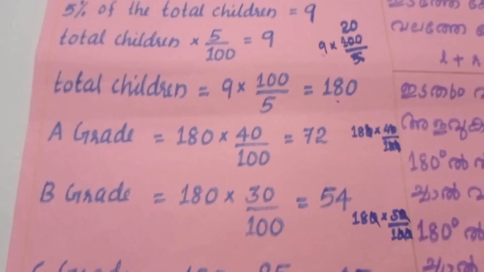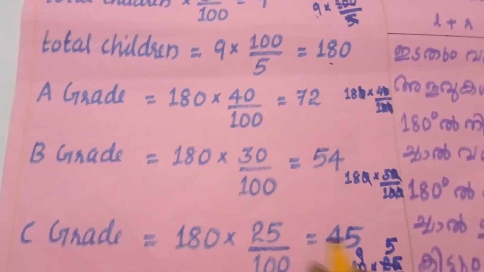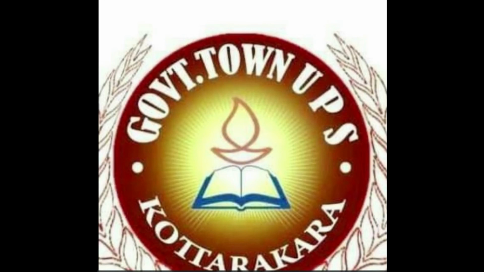And using this, you should fill up the table. Okay. Here the 9th unit is over. You should work out all the activities in the text. We will meet at the next class.